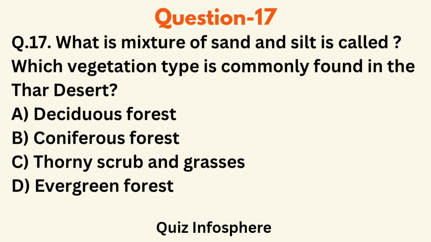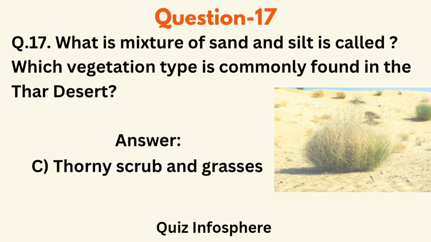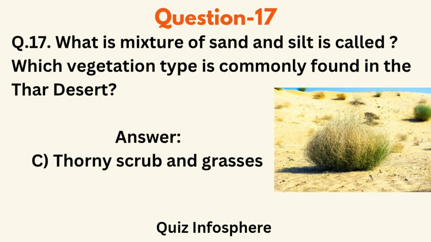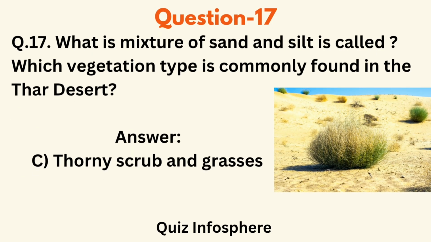Question 17. Which vegetation type is commonly found in the Thar Desert? Deciduous forest, coniferous forest, thorny scrub and grasses, evergreen forest. The correct answer is option C, thorny scrub and grasses.